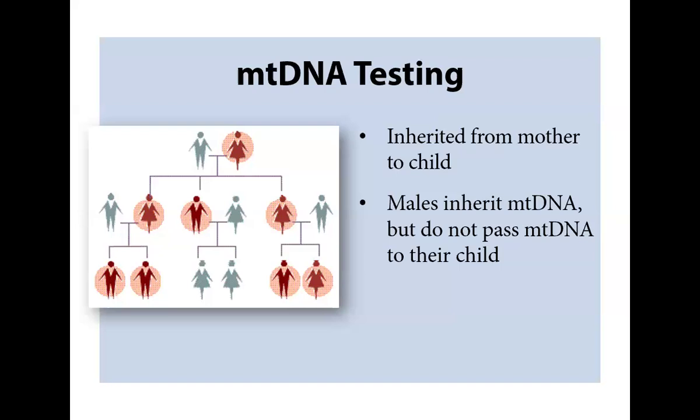Since we know that mitochondrial DNA is inherited from mother to child, we need to think about what that can get us to, and that's getting back to your direct matrilineal line. Remember that males inherit their mitochondrial DNA, but if we test their mitochondrial DNA, we're only going back on their direct maternal line. Generally, with very few exceptions, males don't pass that mitochondrial DNA on to their children. So it stops there.